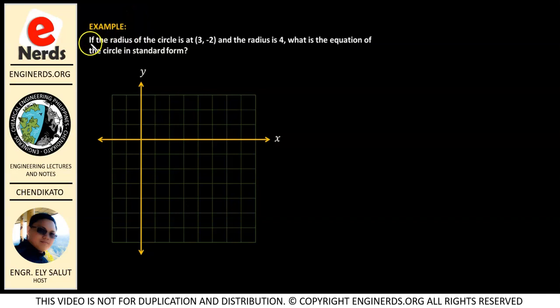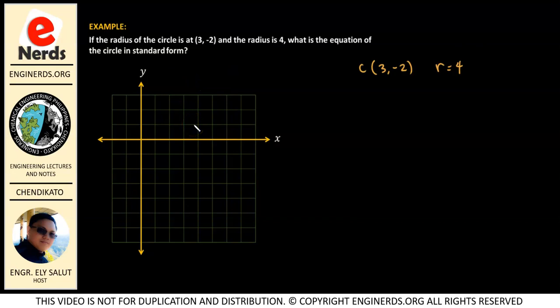So, in here, if the radius of the circle is at 3, negative 2, okay, so given na ang ating x and y coordinate ng center. Sulat ko muna. Our center is at 3, negative 2. And the radius is equal to 4. What is the equation of the circle in standard form?